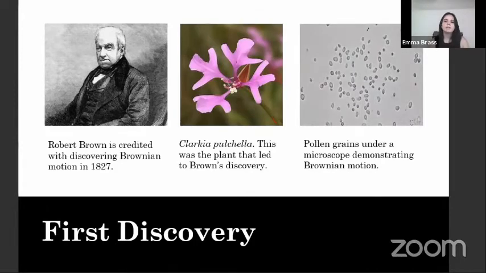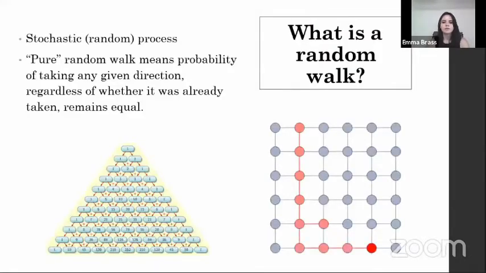So what is a random walk? A random walk is a stochastic or random process with each sampled outcome being independent of each other. And more specifically, we're going to be talking about pure random walks, in which the probability of taking any given direction regardless of whether it was already taken remains equal.